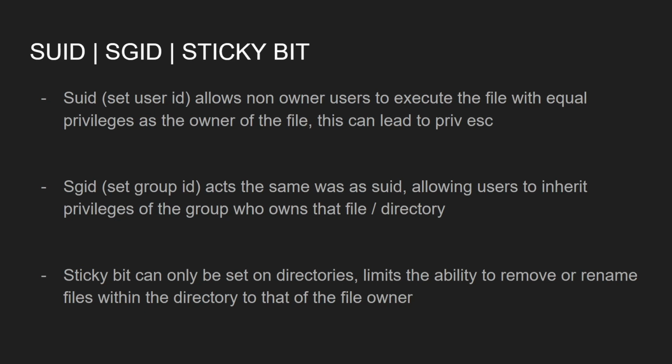SGID, set group ID, acts the same as SUID, allowing users to inherit privileges of the group who owns that file and directory. We're not going to be covering escalation from SGID or sticky bit. It's slightly similar, but we're not covering that in this course. We're just going over SUIDs. Finally, the sticky bit can only be set on directories. It limits the ability to remove or rename files within the directory to that of the file owner. These are all useful features of the Linux file system. They exist to make things easier for administrators, or to limit access control. But like anything that exists for a good reason, you can also use it for a bad reason.